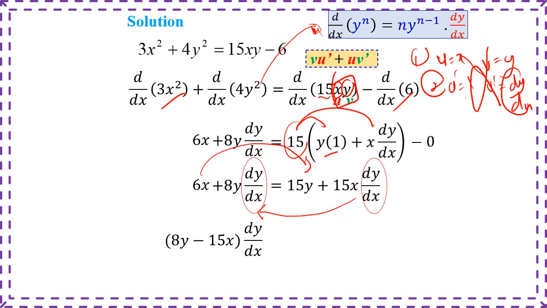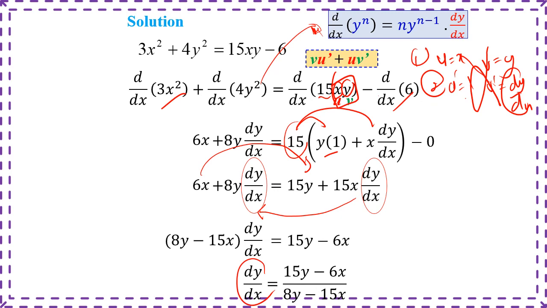So that's why it will be minus. So 8y minus 15x of dy/dx equals 15y minus 6x. So dy/dx is equal to (15y minus 6x) over (8y minus 15x). This is not finished yet, right? Because we want to find the gradient. So we need to substitute the value of the point x and y into the dy/dx.